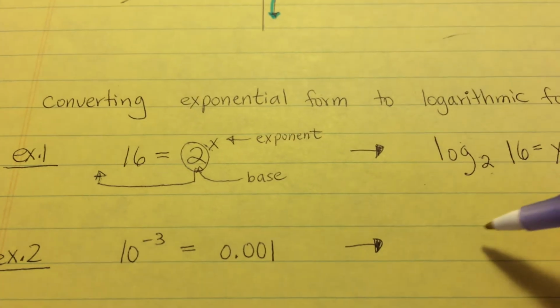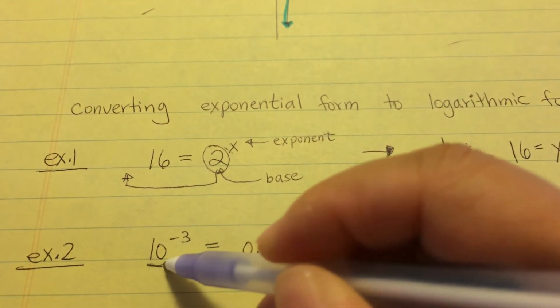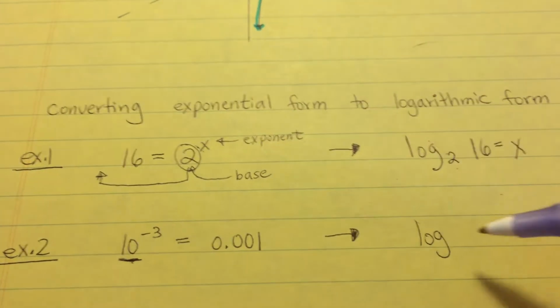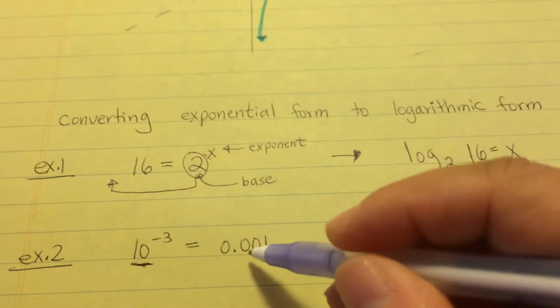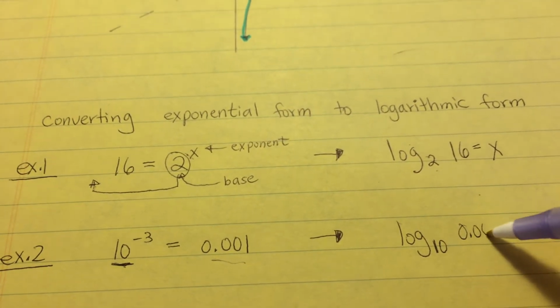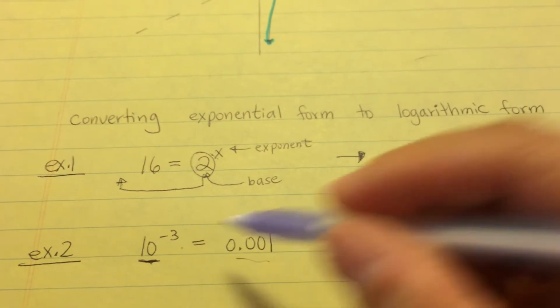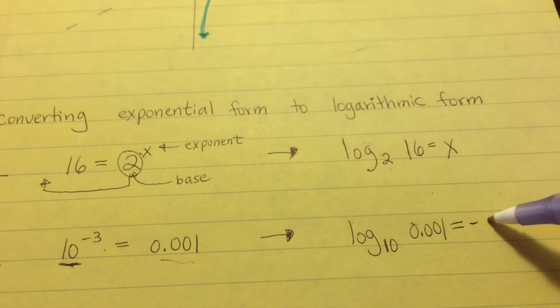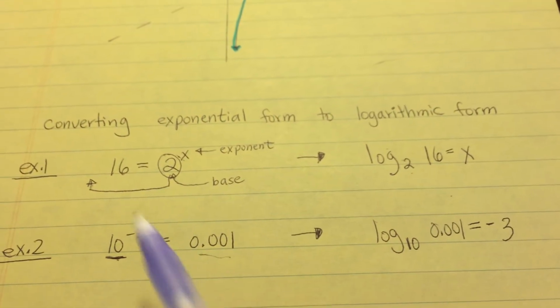So the word log should appear. Remember, this is now the base right here, so this is going to become the base of this log as well. So that becomes 10. This right here, we're just copying 0.001 equals, and then the -3 drops down and becomes a big -3. Okay? So I put it both ways so you can see.